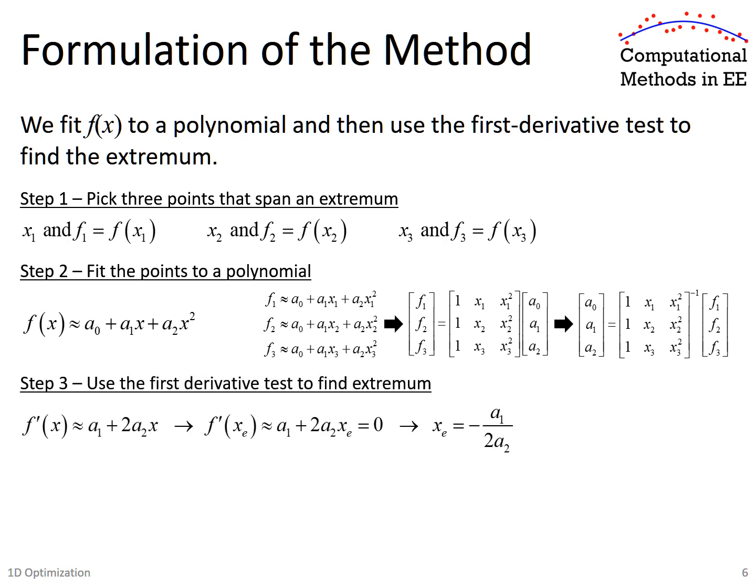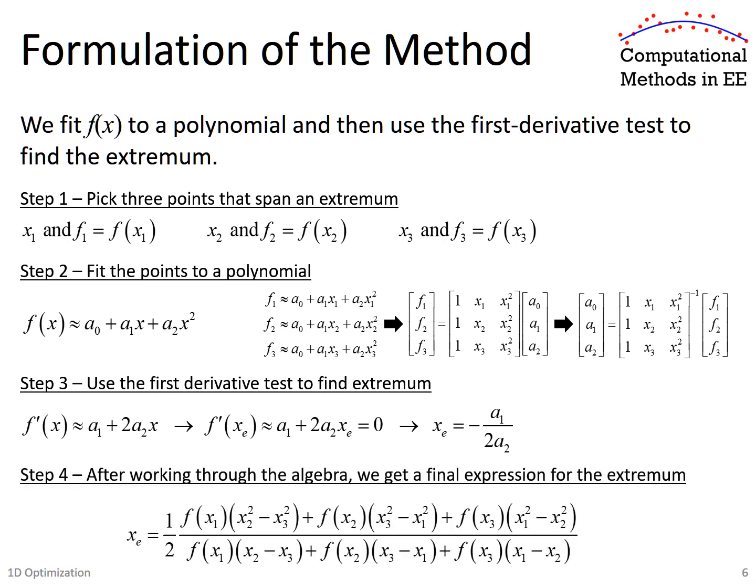So on to the third step, and we will use the first derivative test to find the extrema. So we differentiate our polynomial to arrive at its derivative. We then set that derivative equal to 0 and solve for our value of x. That gives us where that extrema occurs. And if we wanted to, we could then apply the second derivative test to determine whether that extrema is a minimum or a maximum.